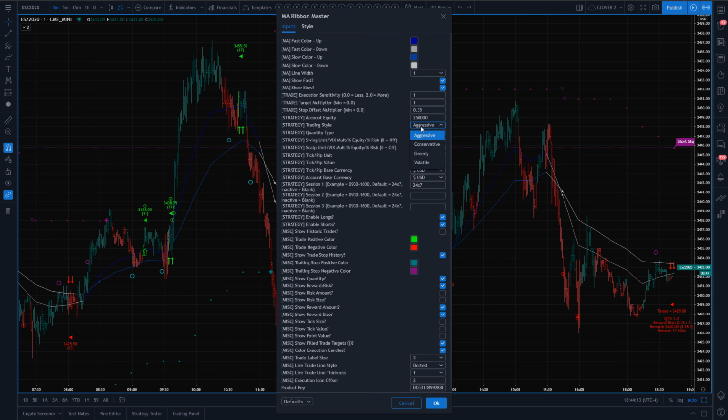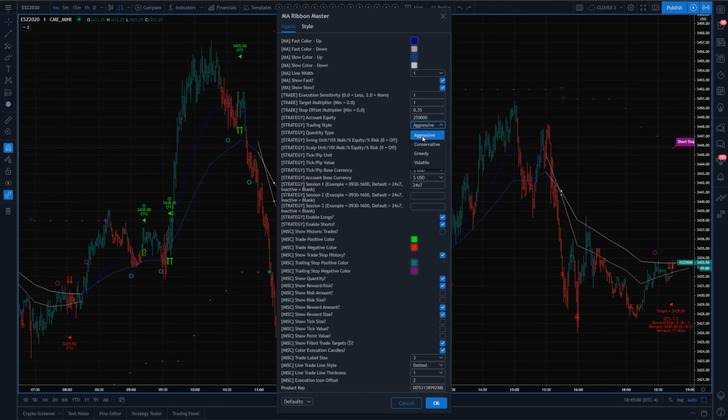In the trading style, the options are aggressive, conservative, greedy, and volatile. Aggressive is the default. Aggressive means that the trading parameters to enter a trade are not as stringent, meaning that you will get more trades, a lot more trades. Conservative is more strict. It takes more parameters to be met for a building phase, designated by the little circles, either cyan or magenta, to actually get in a trade.